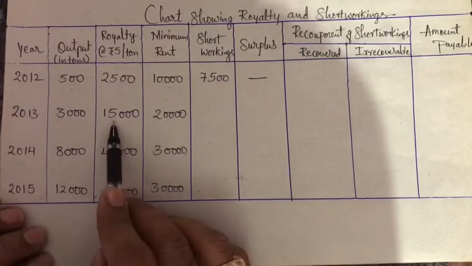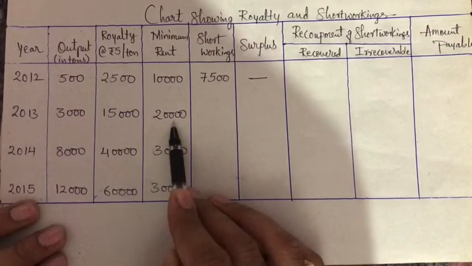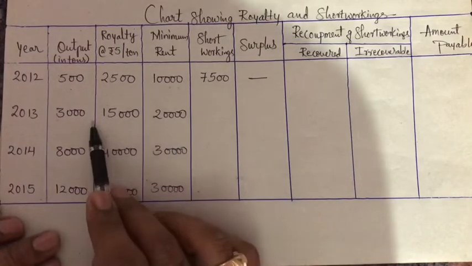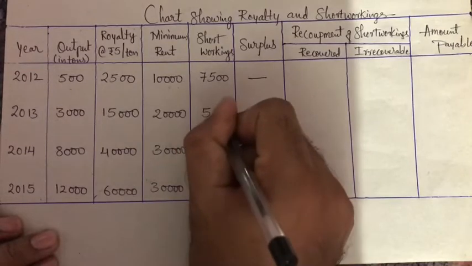And if you look at the second year, 15,000 is royalty, but you have to pay 20,000 minimum rent, which means you have to pay 5,000 extra out of your pocket. This is called short workings.